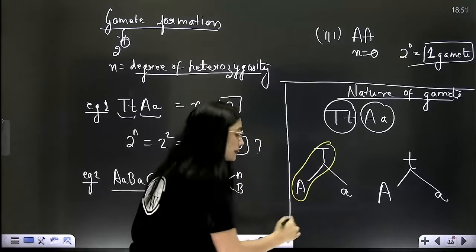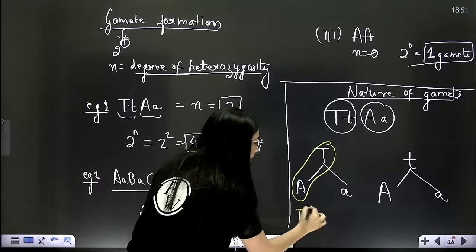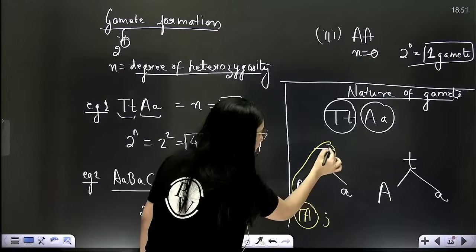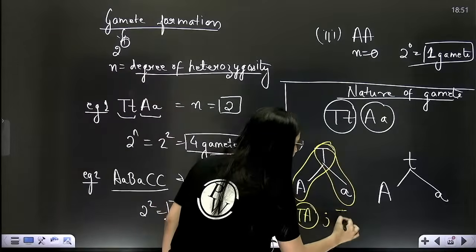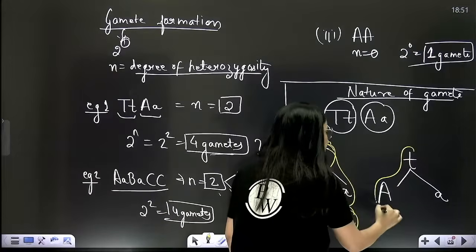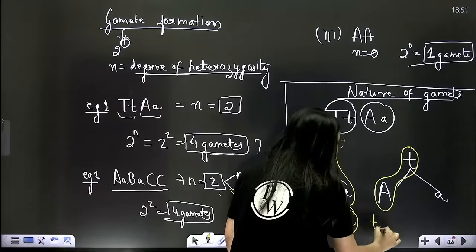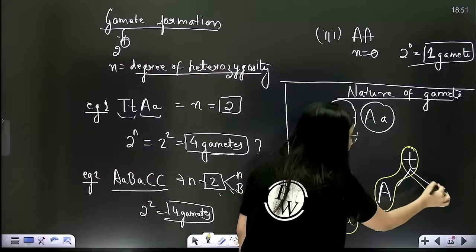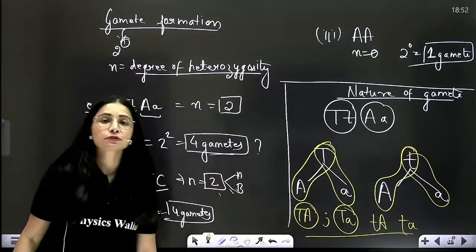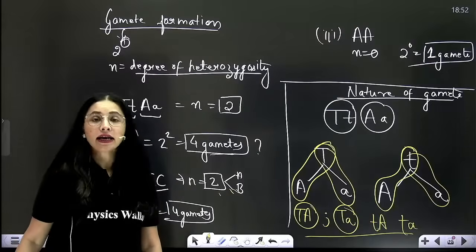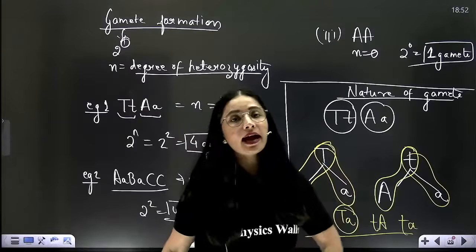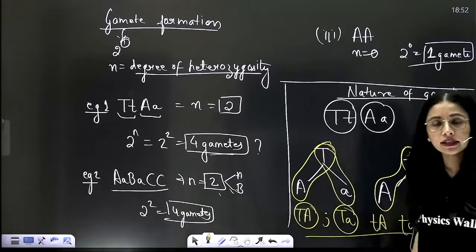One gamete is capital T, capital A. Second gamete, capital T, small a. Third gamete, small t, capital A. And fourth gamete is small t, small a. So these are the 4 types of gametes produced by an individual heterozygous for T and heterozygous for A. Have you understood this?